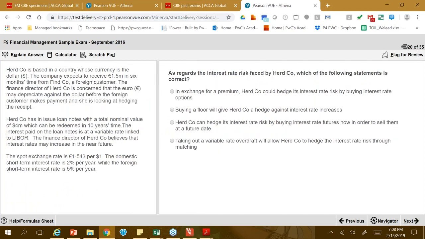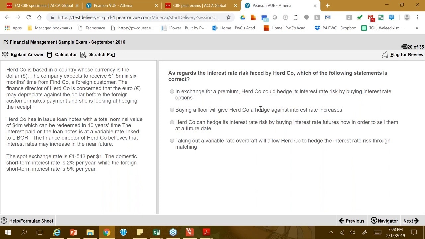As regards the interest rate risk faced by Heard, which of the following statements are correct? Again, we are doing a bit of revision of interest rates here as well. We don't have time to go into very detailed concepts on that, but this will help us. In exchange for a premium, Heard could hedge the interest rate risk by buying interest rate options. This seems okay. Yes, we can buy interest rate options and we have to pay a premium for it.